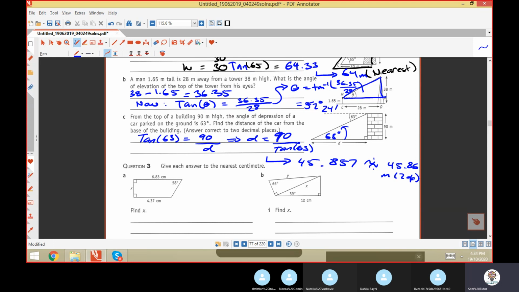Yeah, it's all tangent for the remaining of the page. But question 3 is something else. Should be. Yep. Don't tell me I got it wrong again. Would you do 38 minus 1.5? Yeah, because you had to create that new triangle. Yeah, that's correct.